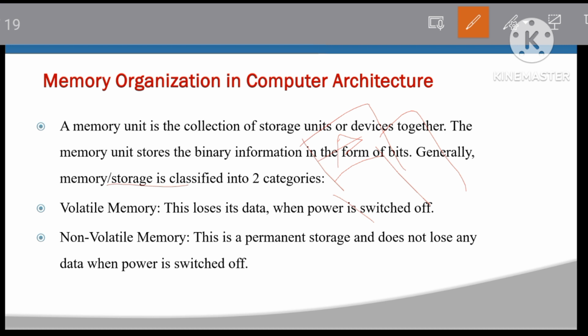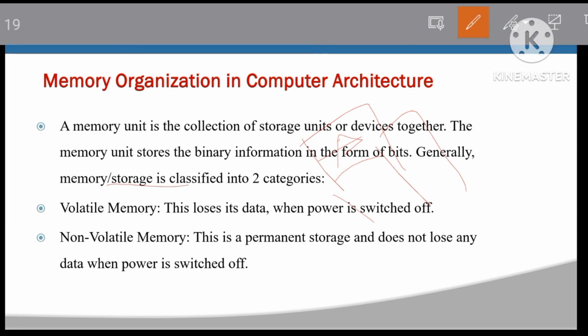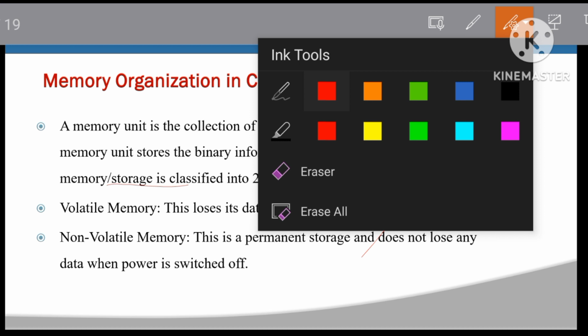In the case of non-volatile memory, this is a permanent storage. Another type is non-volatile memory. It is permanent storage and does not lose any data when power is switched off. Even when the power is off, the data stays stored unless you perform an operation to delete it. The data won't be erased in non-volatile memory. This is the major difference between volatile memory and non-volatile memory. I think you got my point. Let me go to the further part of the PPT.